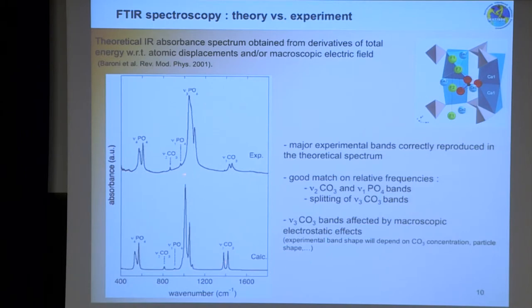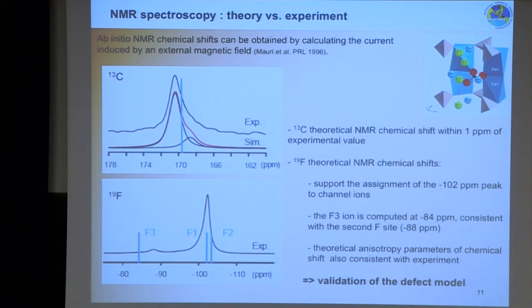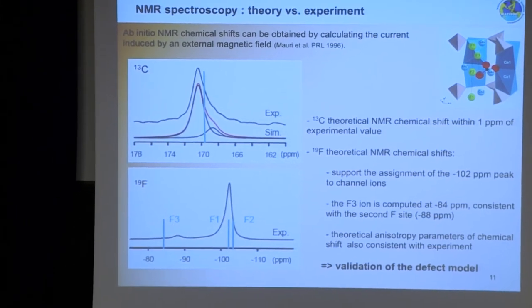And this explains why these bands are always much more narrow than these stretching bands. Okay, so this is for the infrared spectroscopy, but we have been also able to compute the NMR chemical shift, okay, still using the same theoretical framework.